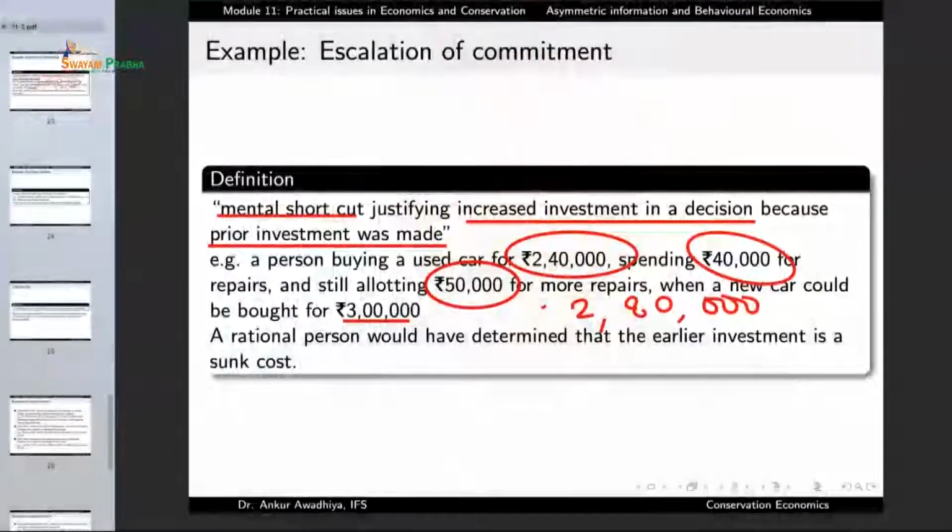Because a new car will not give me that much amount of problems, and even if some problem comes, it will come under warranty. But you do not take that decision. People just think that okay, because I have already spent 2,80,000 rupees, so let me spend just 50,000 rupees. Whereas they could have sold this earlier vehicle and got a new car. Now this is an example of escalation of commitment heuristic.